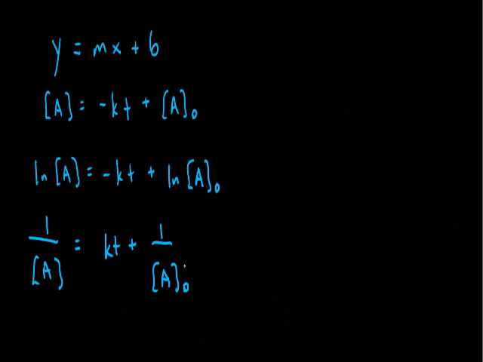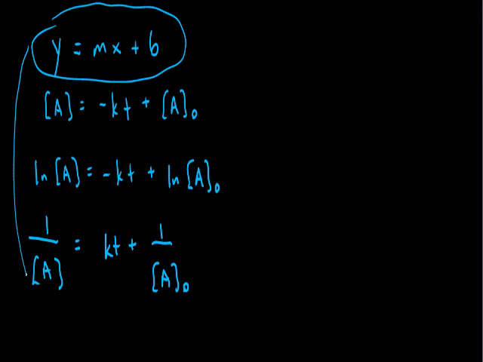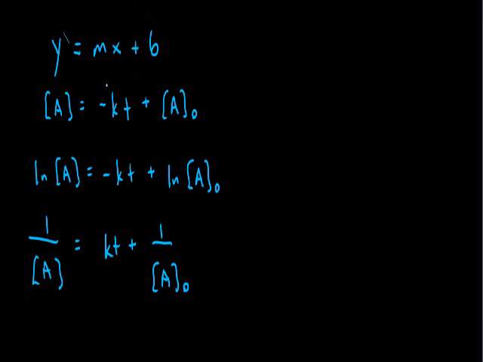Another piece of information we can gather from these graphical plots, again if we compare to our y equals mx plus b relationship, is this: if we make our y-axis each of these items, and our x-axis is time, then our value of m, which is the slope, can give us the rate constant in each of these plots.